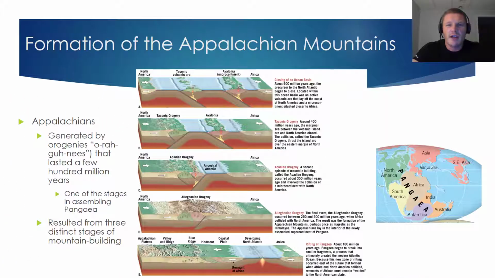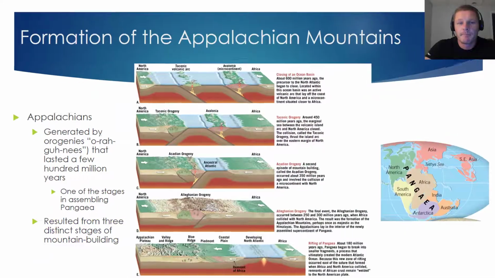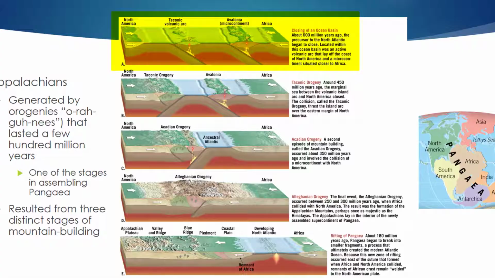Our final consideration in this podcast, and in Chapter 6, is the formation of the Appalachian Mountains. I see I forgot one of my parentheses, but the Appalachians were generated by orogenies that lasted a few hundred million years. And the formation of the Appalachian Mountains resulted from three distinct stages of mountain building. In the top image shown, we see that there was a lot going on between North America and Africa about 600 million years ago. In between the two, we see a volcanic arc and we see a microcontinent. And notice that the subduction of oceanic lithosphere is driving both volcanic activity and mountain building for the volcanic arc and the microcontinent.